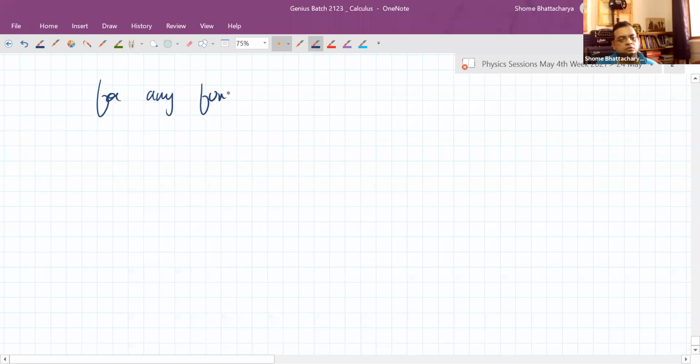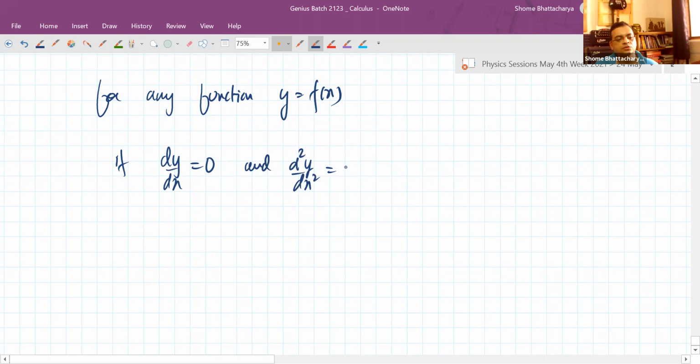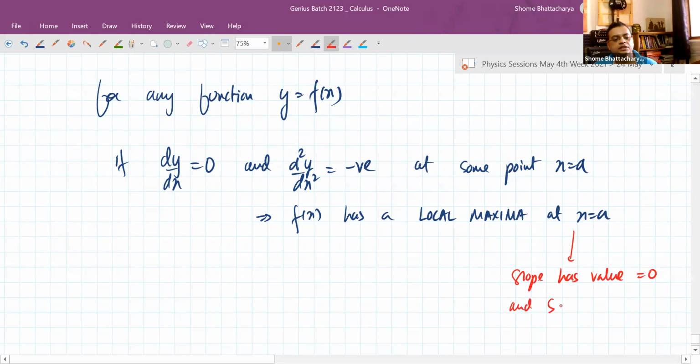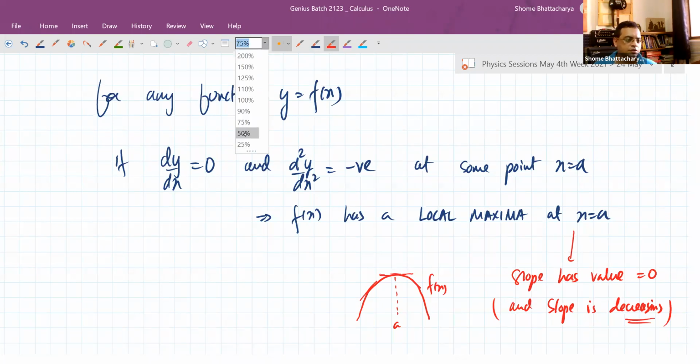so for any function y equal to f(x), if dy by dx is equal to 0 and second derivative d2y by dx square is negative at some point, let's say x equal to a, then it means that the function f(x) has a local maxima at x equal to a. Because what is happening at x equal to a, the slope has value equal to 0, and the slope in general is decreasing. So that means the shape of the graph is looking like this. This is how f(x) is looking like, and this is the point a. The slope is 0 at that point, but it has a value which is changing from positive to 0 to negative. So its value is decreasing. The second derivative is negative. Understood this point now?